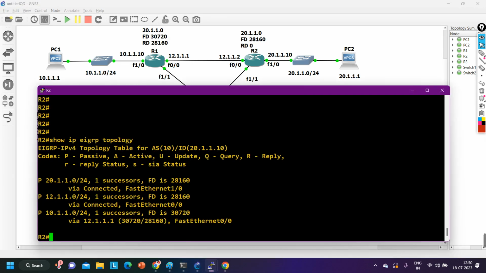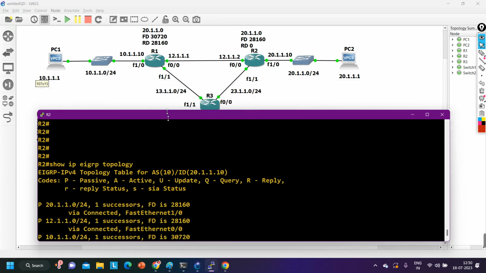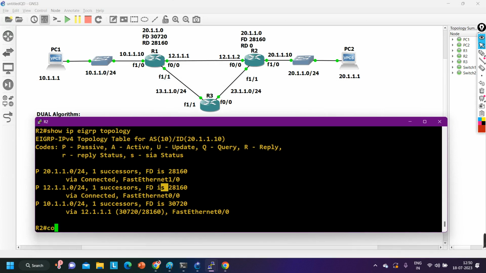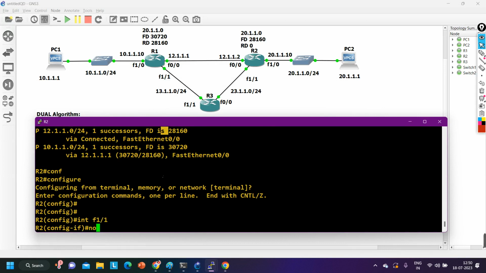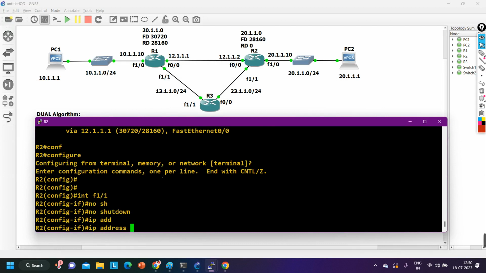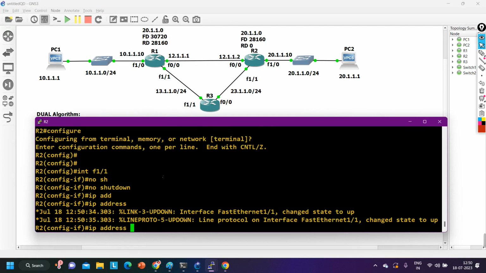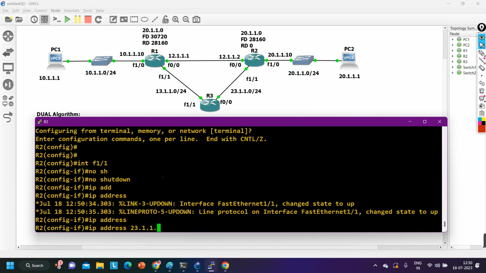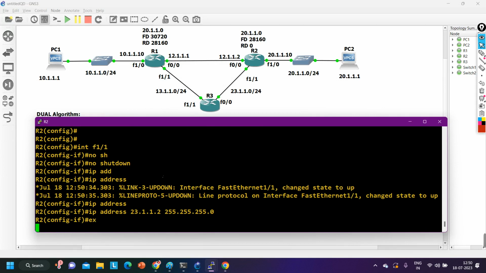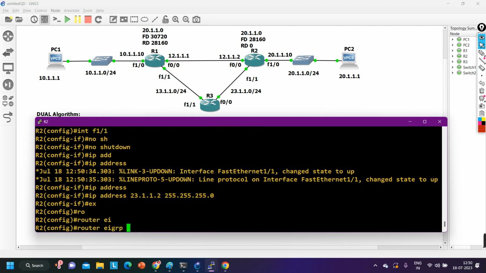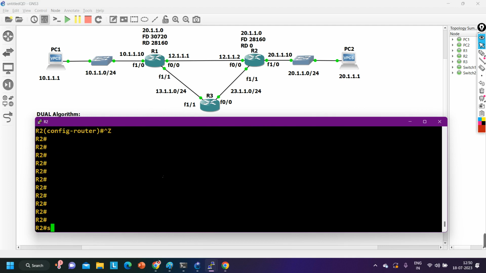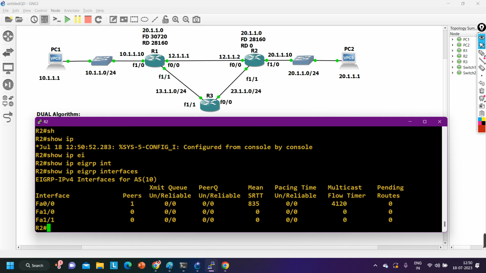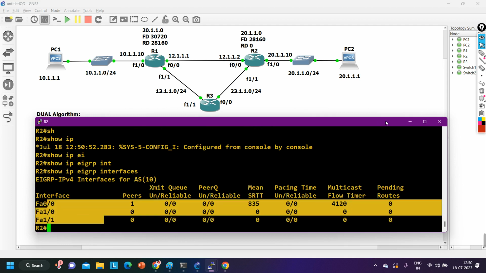Now let me take you to router 2. On router number 2 also I am going to add one interface. Config t, interface f1/1, no shut, and IP address. The IP address over here will be 23.1.1.2, 255.255.255.0. Then router EIGRP is number 10 and network 23.1.1.0. And show IP EIGRP interface, you can see we have enabled EIGRP on all three interfaces.